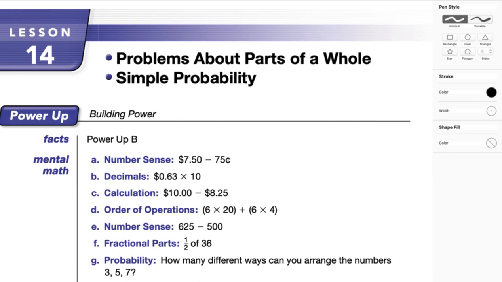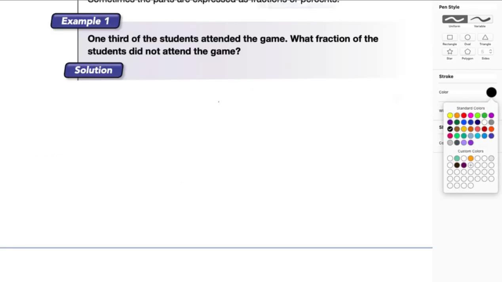Here in lesson 14, we're going to be talking about problems about parts of a whole, and we're going to deal with a little bit of simple probability. All right, so here's our first example. 1/3 of the students attended the game. What fraction of the students did not attend the game?